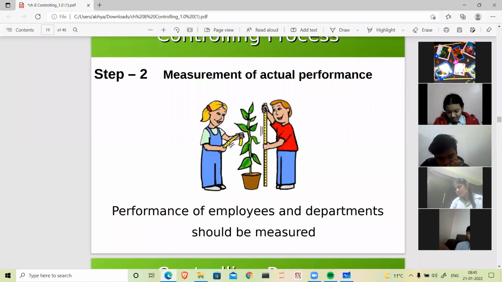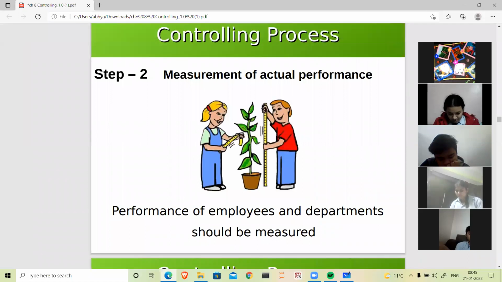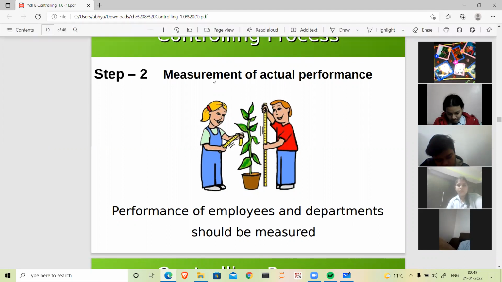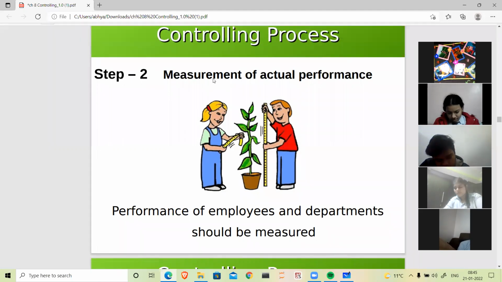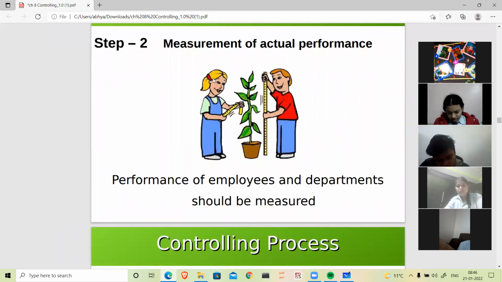The second step is the measurement of actual performance. In this, after giving them the standards, after the given time period, the actual performance will be measured. The different techniques I told you, like performance reports, personal observation, sample checking, and accounting ratios, will be used to measure the actual performance.